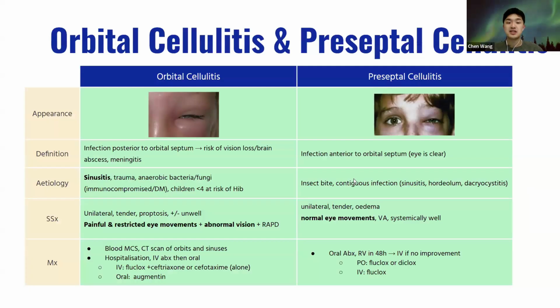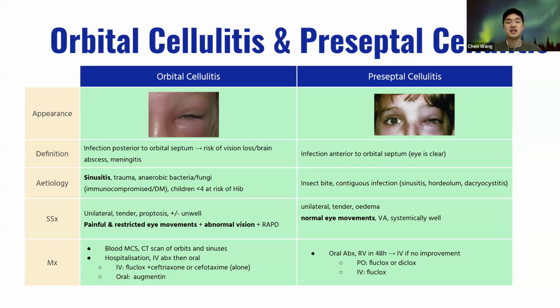So, the next conditions are orbital cellulitis and preseptal cellulitis, and this is in the PEDS matrix. So it's really, really important to know. The etiology for orbital cellulitis is usually if they have an inflammation or infection of the ethmoid air cells, or if they have an infection of the sinus, it can actually travel up and affect the orbital area as well. And this is a really severe and urgent condition because it can lead to brain abscesses and meningitis. And therefore, this is an urgent hospital referral.